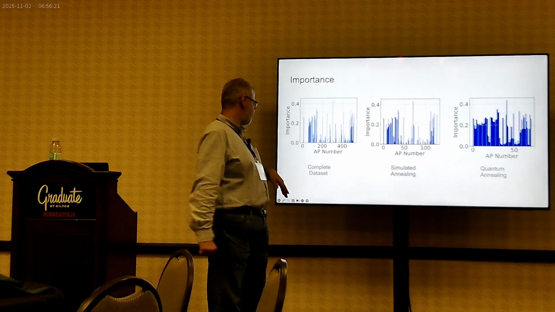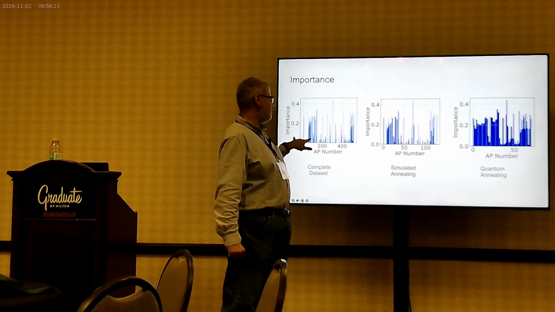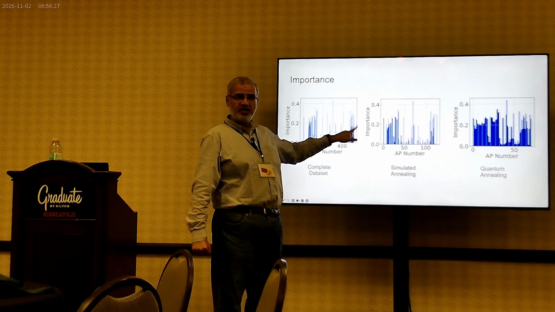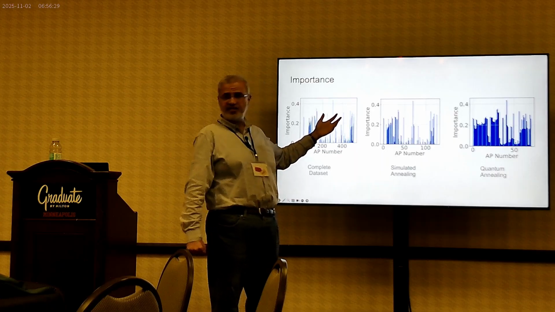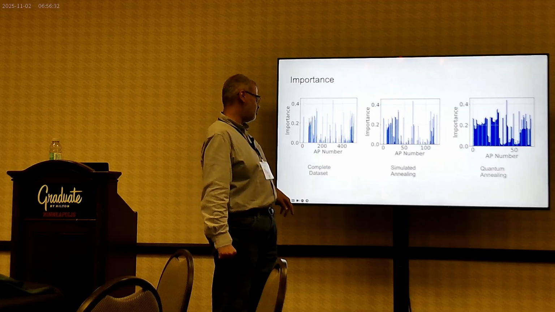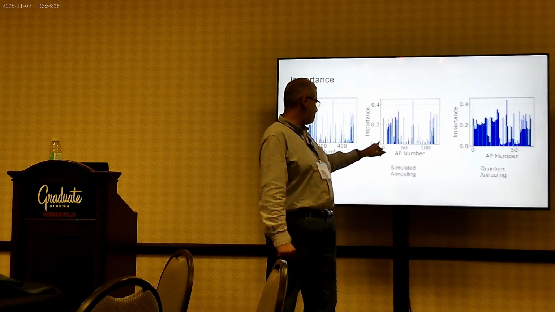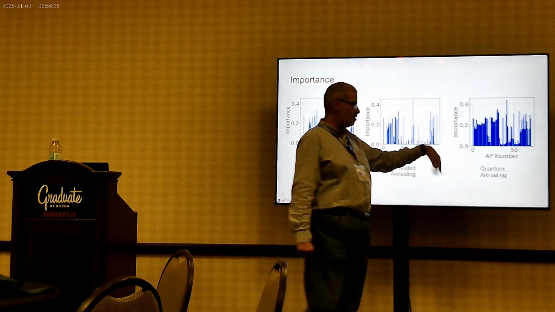So just visually, this is a complete data set. This is the importance. As you can see, we said a lot of white is not good, meaning there are many unimportant access points that I'm still including. This is using simulated annealing. You can still see it's better, but still I have some whites.